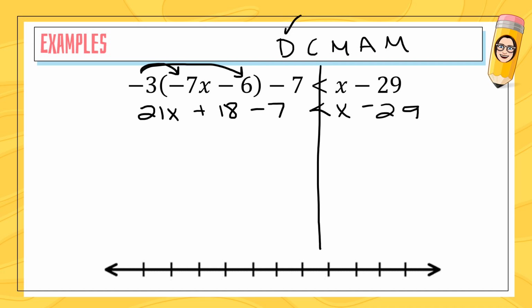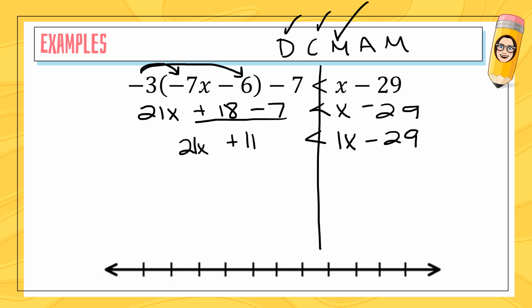Combine. Anytime you have 3 things, I'll be honest, you probably have a combination. A positive 18 and a negative 7, that gets me a positive 11. Drop down. I'm going to put a 1 here because I don't want to forget about it.